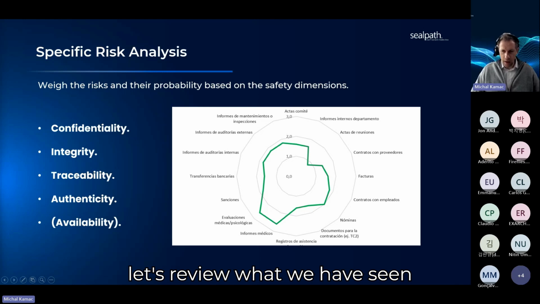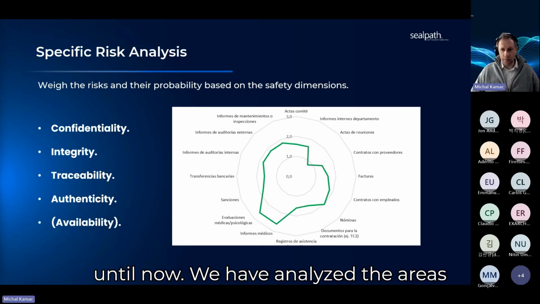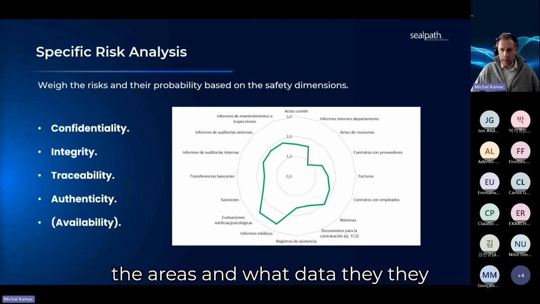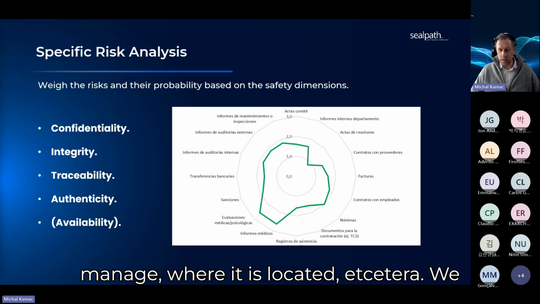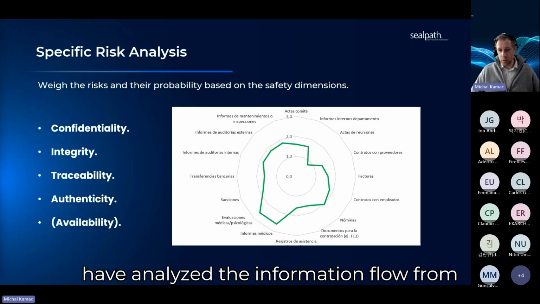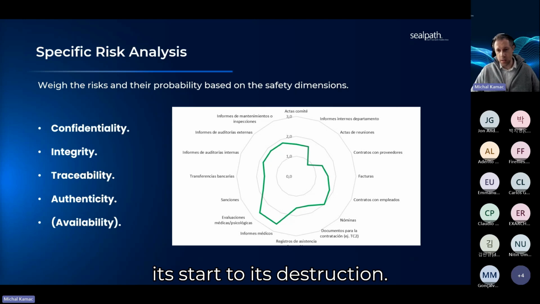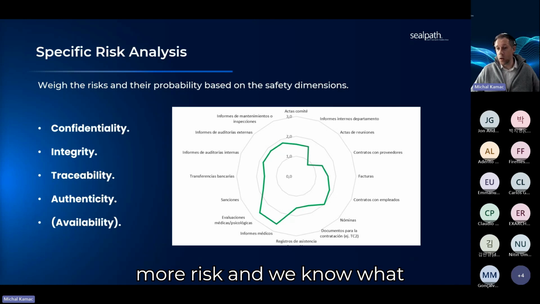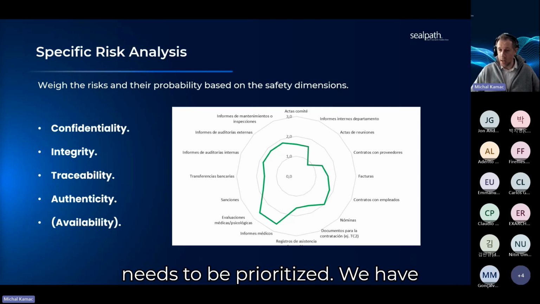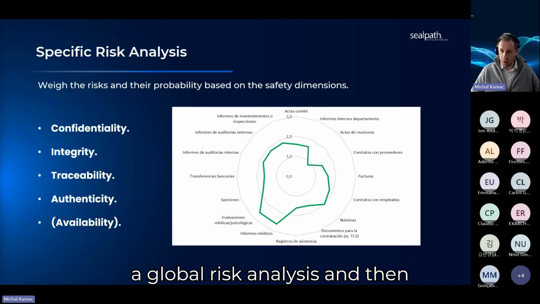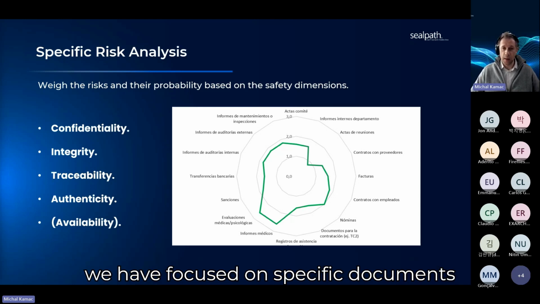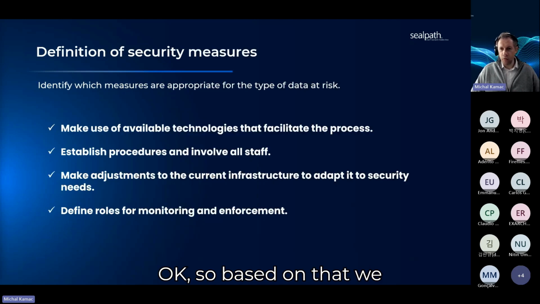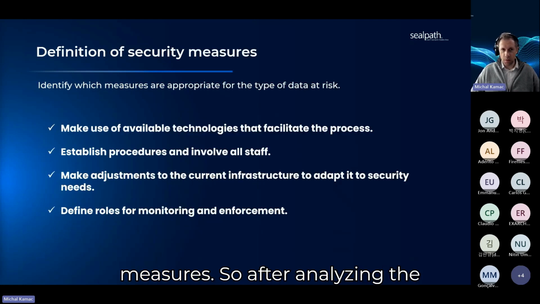So let's review what we have seen until now. We have analyzed the areas and the data we have. Okay, so the areas and what data they manage, where it is located, etc. We have analyzed the information flow from its start to its destruction. We have analyzed which data have more risk, and we know what needs to be prioritized. We have the global risk analysis, and then we have focused on specific documents with the specific risk analysis here. Okay, so based on that, we can move forward to measures, security measures.